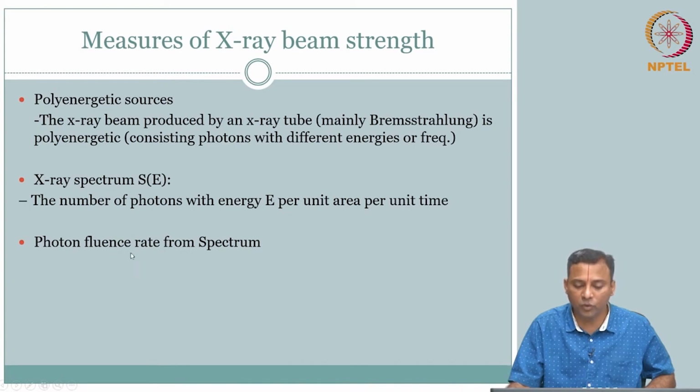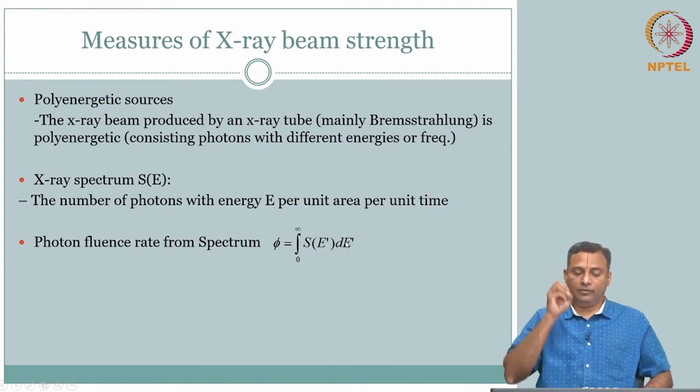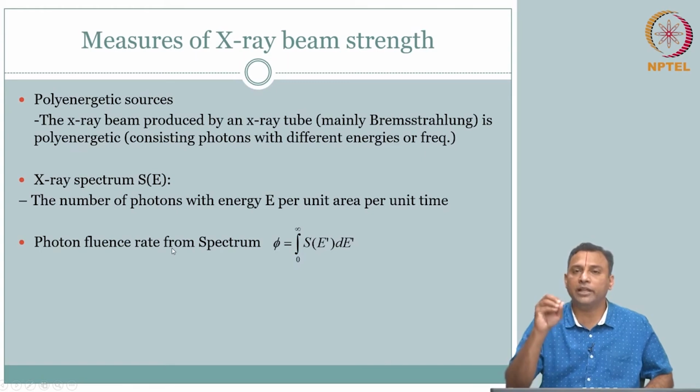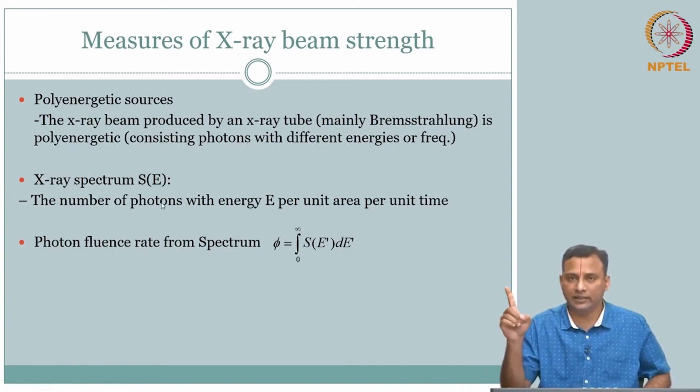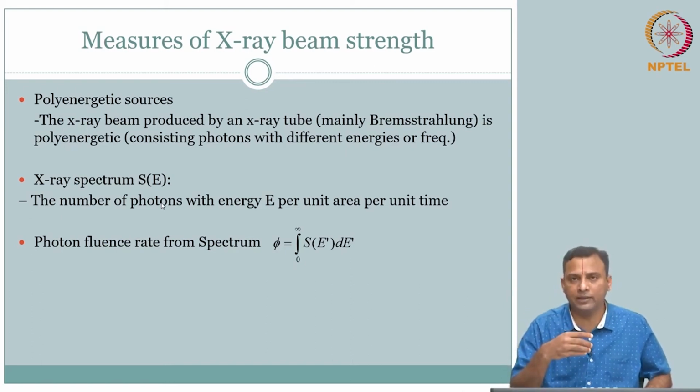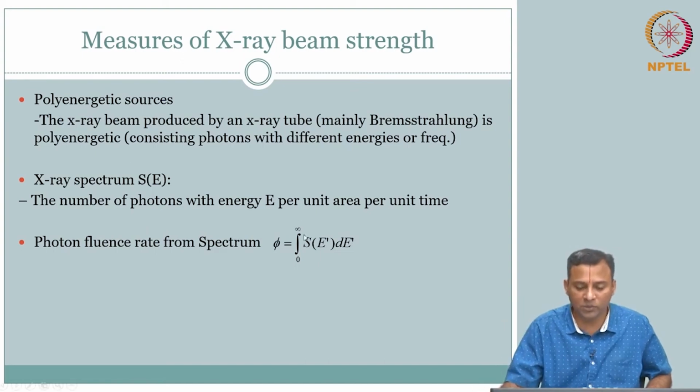So, in some sense, photon fluence rate, if it is a spectrum that we are describing, has to be the integration of all, the integral of S(E') dE', where E' is your dummy variable. What is this saying? Fluence rate is the number of photons per unit area per unit time. I am given the energy spectrum, which says the number of photons at each energy. So the total number of photons going in is the sum of all the photons at the different energy levels. That is what the integral is. So phi is the total number of photons, summed over each energy level, going in. That is your fluence rate.